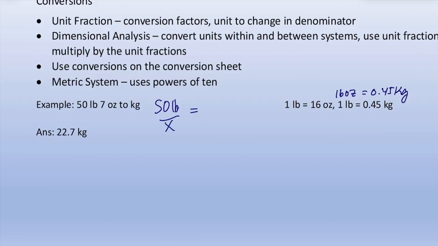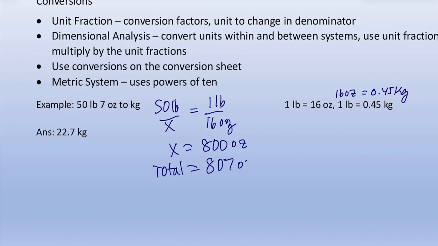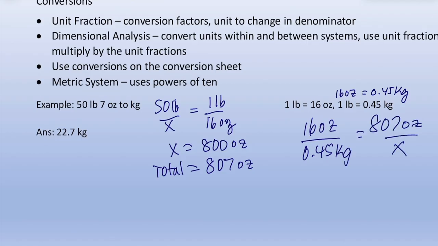is how many ounces? If we know that 1 pound is 16 ounces, that we're going from that larger unit pounds to that smaller unit ounces, we will multiply. 50 times 16 is 800 ounces for that 50 pounds. But we have 7 more. So we have a total, let me write the word total so we can keep track of things. That total is 807 ounces. So if we know that 16 ounces, a pound, is 0.45 kilograms, then 807 ounces is how many kilograms?